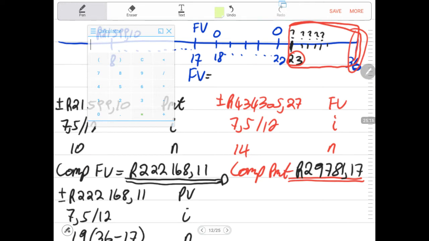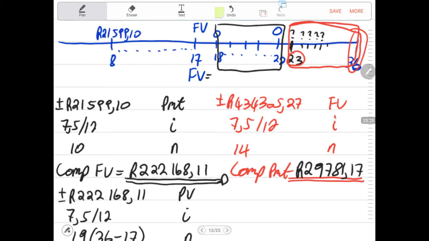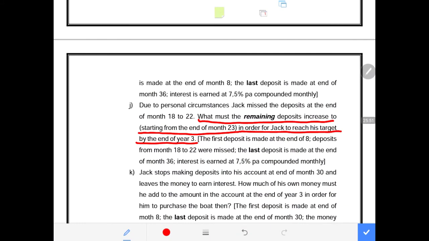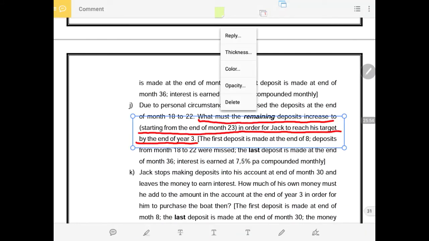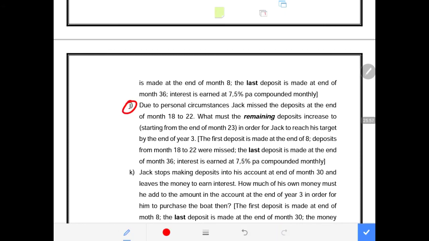Why? Because these payments had to cover for the missed payments from month number 18 up to month number 22. So that when they resume in month number 23, the payments are higher than they were initially calculated as 21,599 rand 10 cents. So if you are asked by how much these payments will increase, they will increase by the difference of the two, the increment amount because of the missed payments. This was in response to the second part of this question, and we have clarified ourselves very clearly under number J.